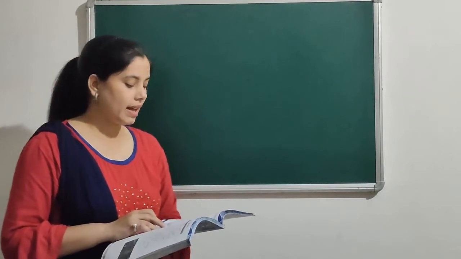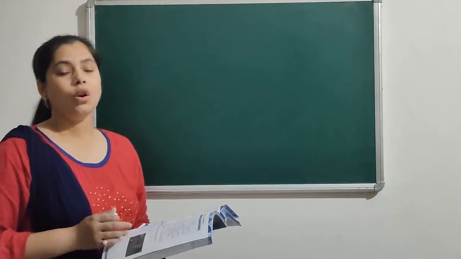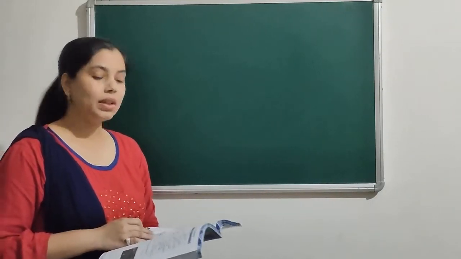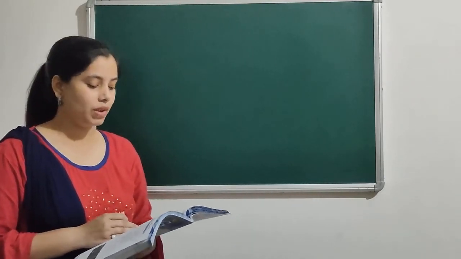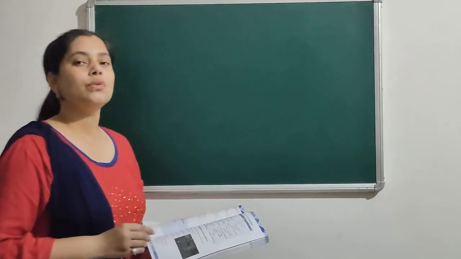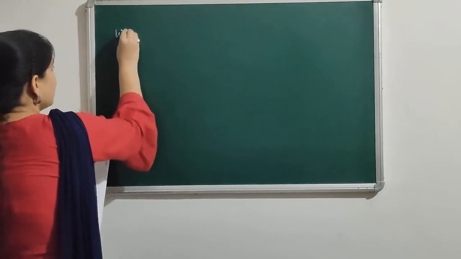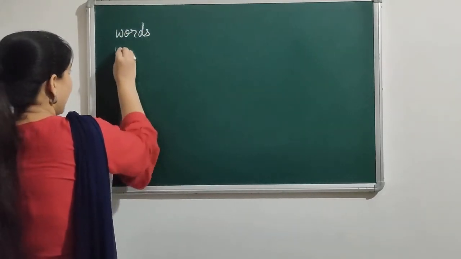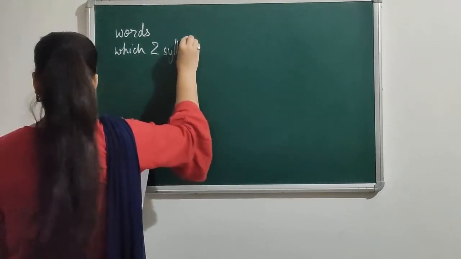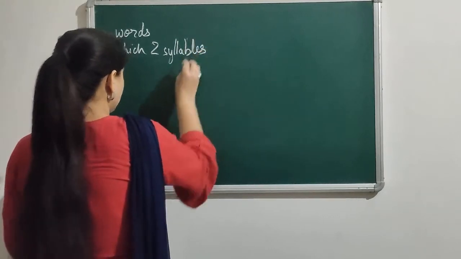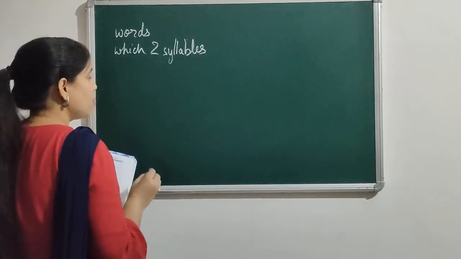Another way is adjectives with one or two syllables. Whenever the adjectives are of one or two syllables like sweet, narrow, in that condition what we will do? We will add er to form the comparative and est to form the superlative degree. What did I tell you? I told you that words which have two syllables, we add er and est to form the comparative and superlative degree.